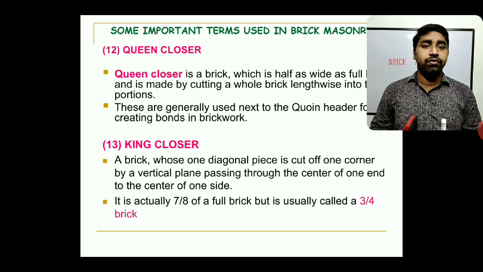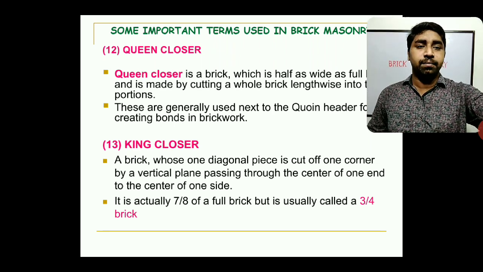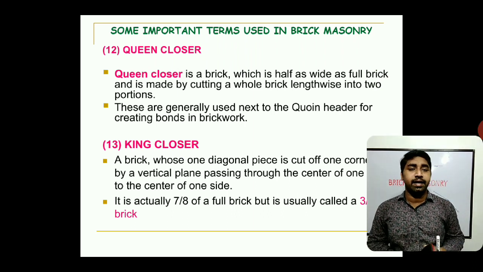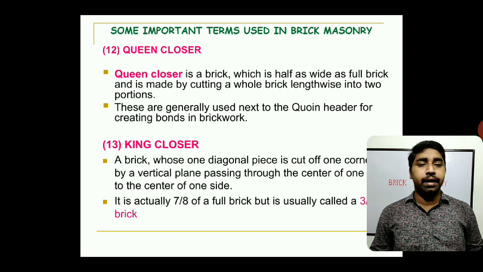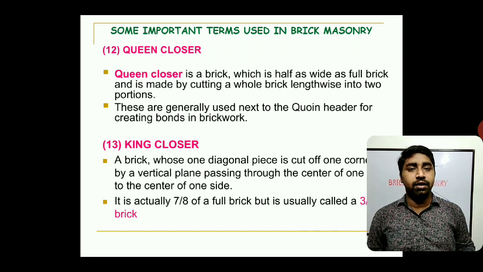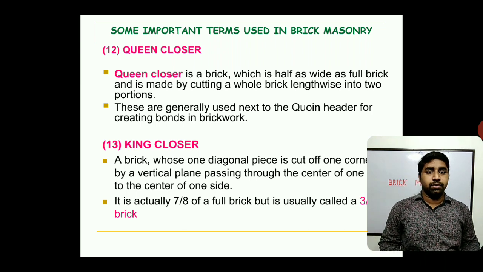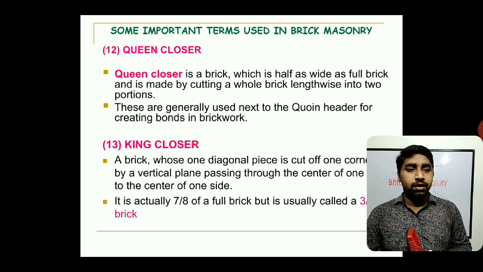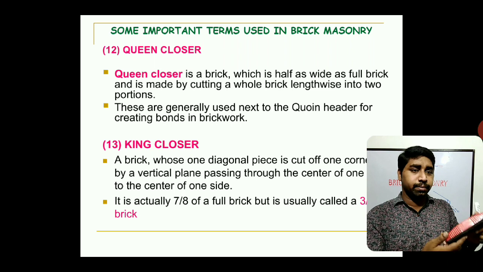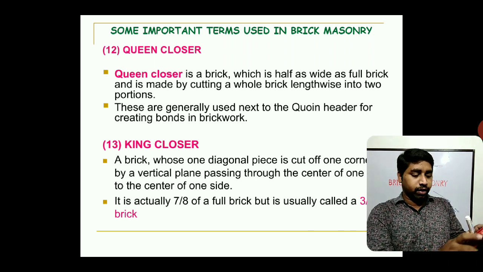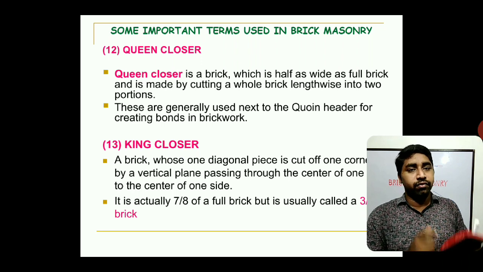So next, queen closure. What is this queen closure? Queen closure is a brick which is half as wide as a full brick and made by cutting a whole brick lengthwise into two portions. That is what we call queen closure. So if this is the brick, if you are cutting the brick along this length direction into two parts, then it is called queen closure.